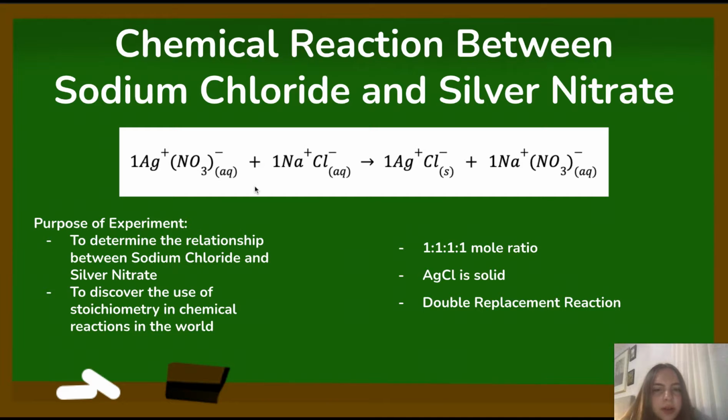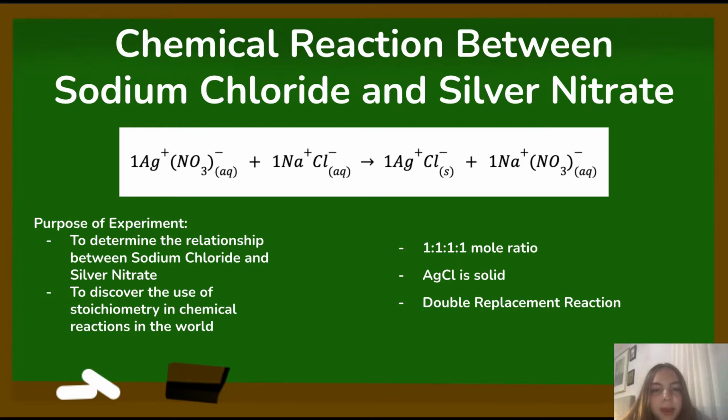The equation also has symbols like the (aq) or this (s), which reveals the state of matter in which each chemical compound is in. While most of the compounds are aqueous, as seen by the (aq), there's a solid, which is silver chloride. And as I said before, this is an example of a double replacement reaction because there are two replaced elements in the product from the reactants.